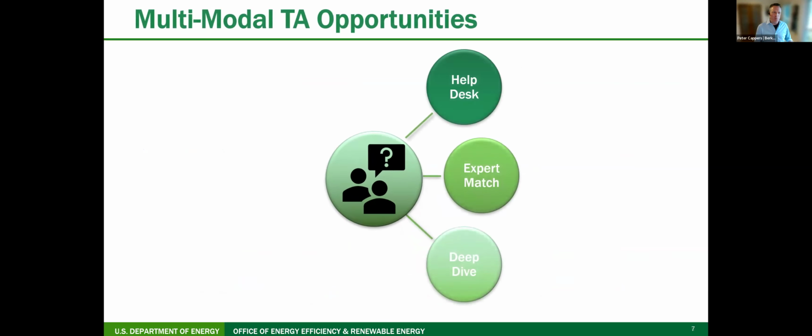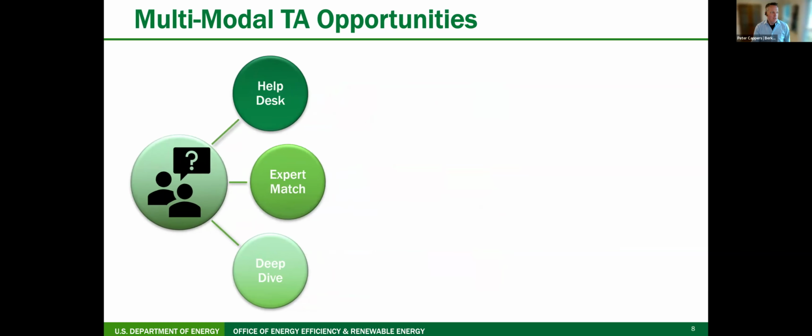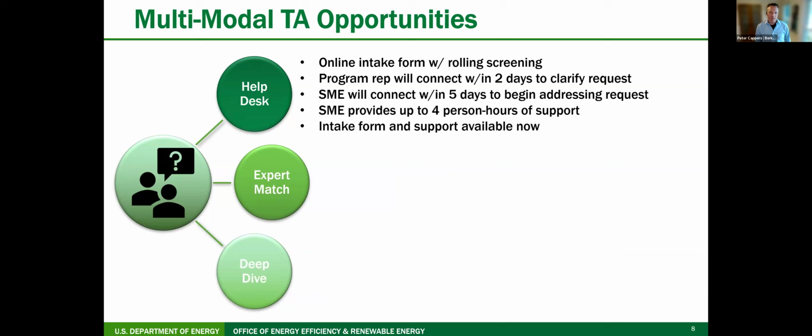So let me give you a little more insight into what we offer. There are three specific types of technical assistance that this program provides. First and foremost is our help desk. This provides up to 4 hours of technical assistance with probably a single national lab subject matter expert, with the goal of addressing inquiries that are pretty straightforward and narrowly focused.